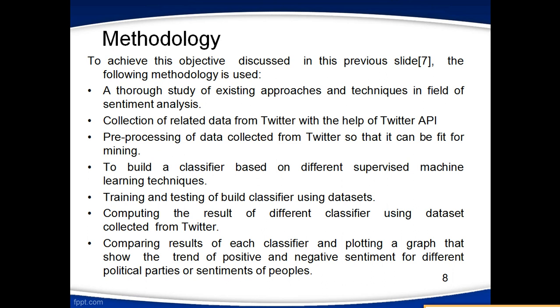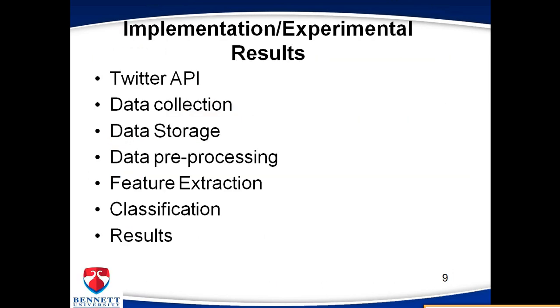The next one is to build a classifier, training and testing the classifier using this data set, and computing the result. We use different classifiers on the data set collected from Twitter and compare the results of each classifier, plotting a graph of the trend of positive and negative sentiment of the people for the different parties. This is our final objective.